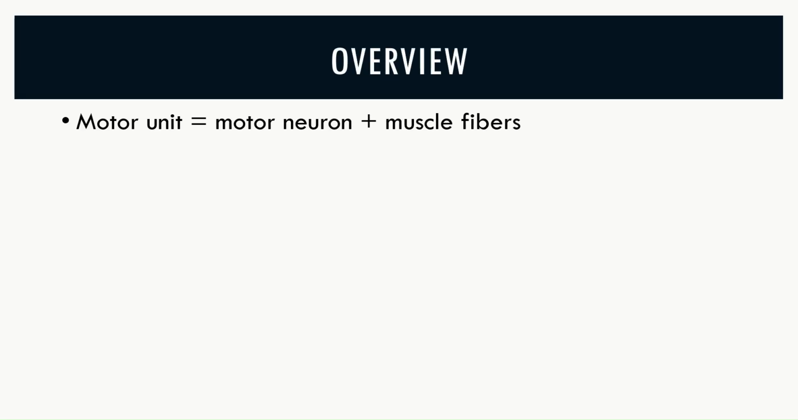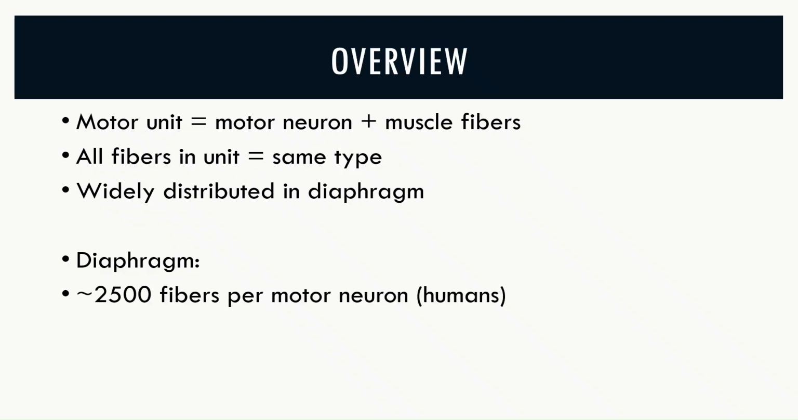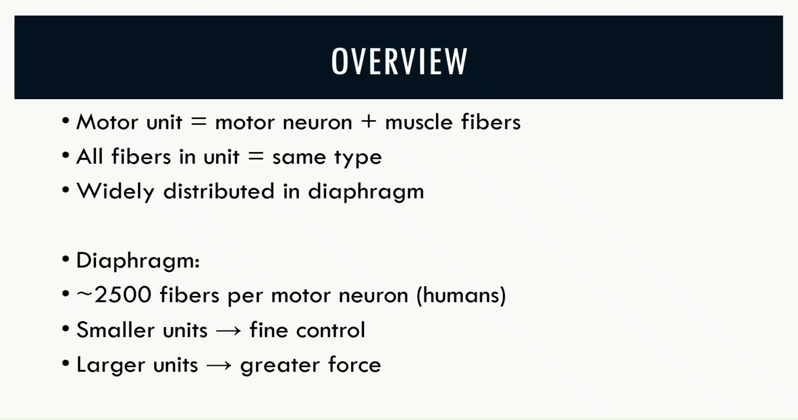Coming to the third factor in structural properties of respiratory muscle, motor unit organization. Muscle fibers are organized into motor units, each consisting of a motor neuron and the muscle fibers it innervates. All fibers within a motor unit are of the same type and are widely distributed across the diaphragm. The innervation ratio in diaphragm is approximately 2500 muscle fibers per motor neuron in humans. Smaller motor units allow finer control, while larger units generate greater force.